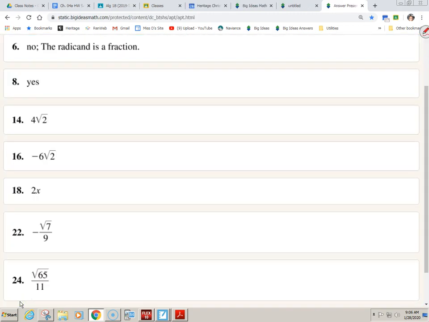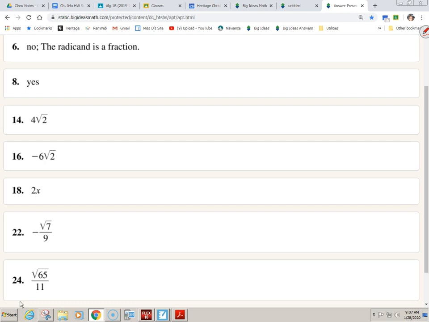You should have found a 16 when you broke it down, and the square root of 16 became a 4. Number 16, you should have found a 36 or a 6 squared. When you broke it down, the square root of 36 is 6, and so that came in front. Number 18 was a little weird because there was a variable, but you were able to square root the 4 and square root the x squared. So you got the 2 and the x out.